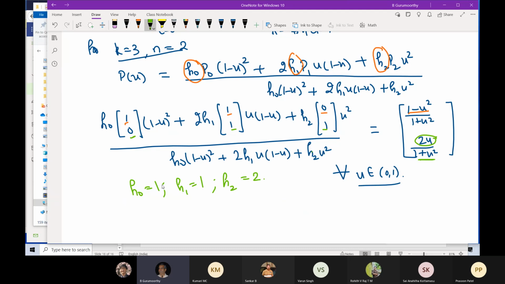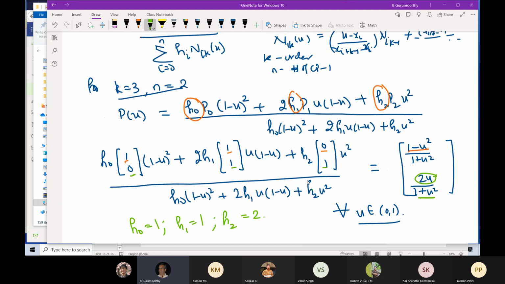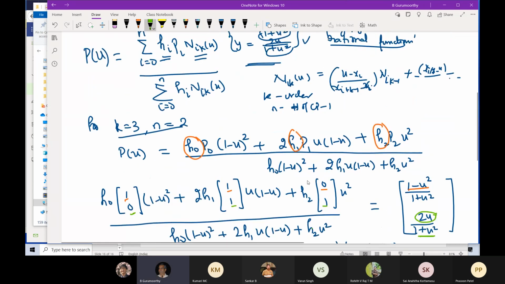And this is a unique solution, because you can have different combinations of h1s also, but for this particular one, you get a unique solution, which is 1, 1, 2. So if I replace h0, h1, h2 by 1, 1, and 2 in this expression here, you will get every point on the curve to match every point on the circle. And as your colleague did, if you were to evaluate this curve at u equals 0.5, it will be bang on the circle.